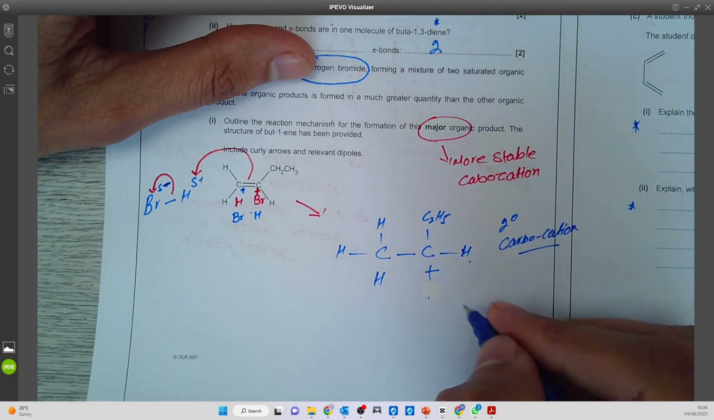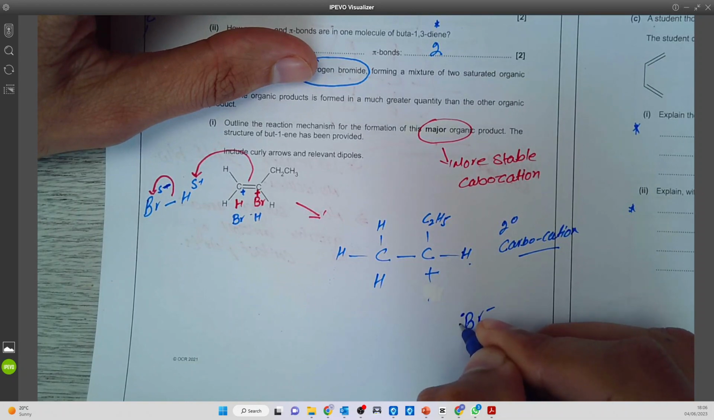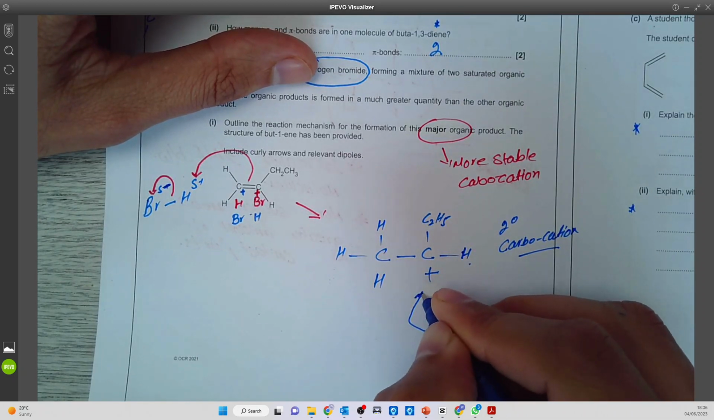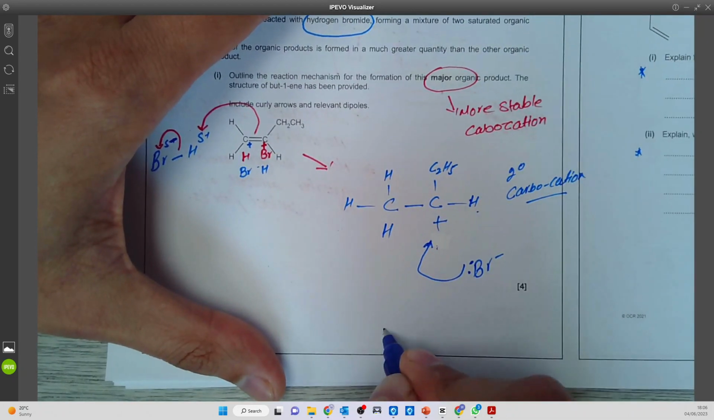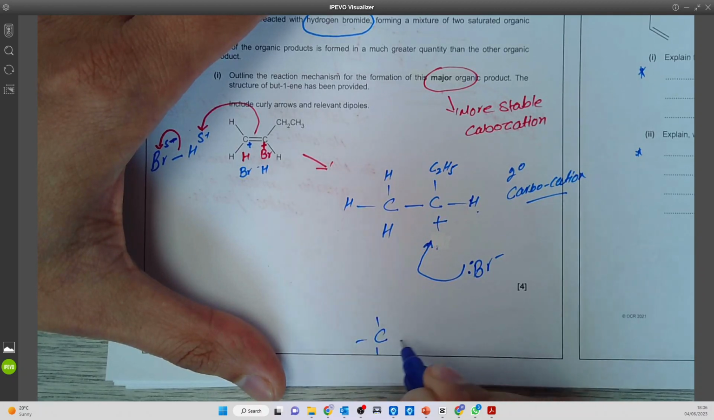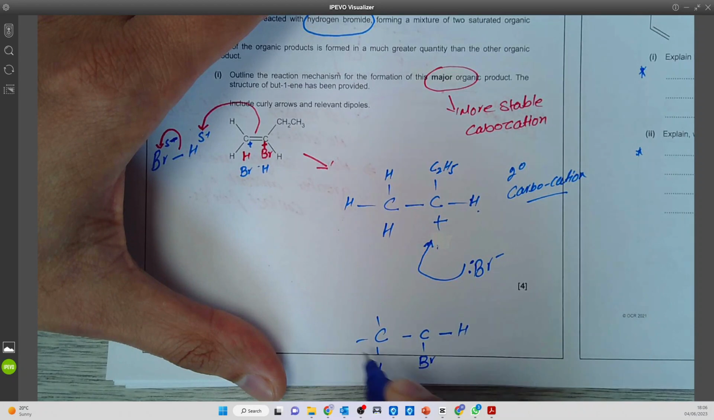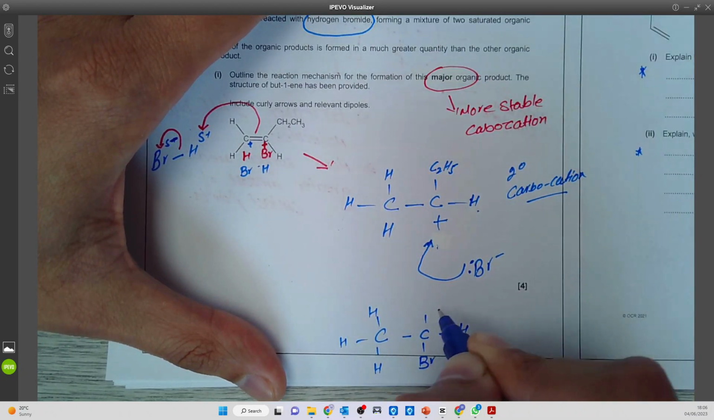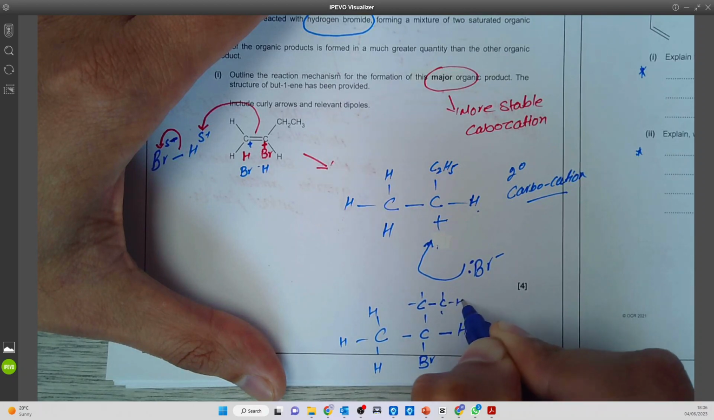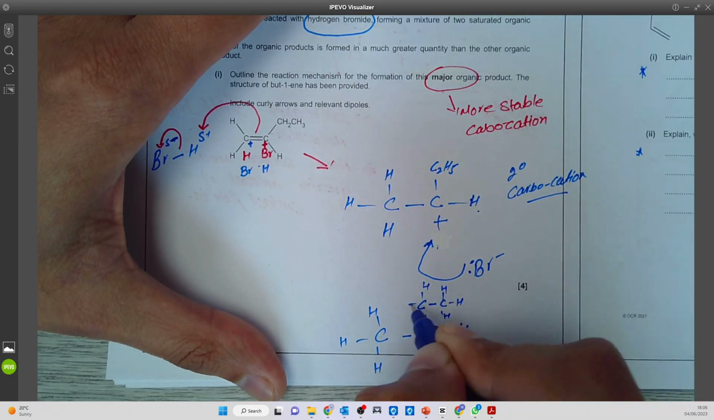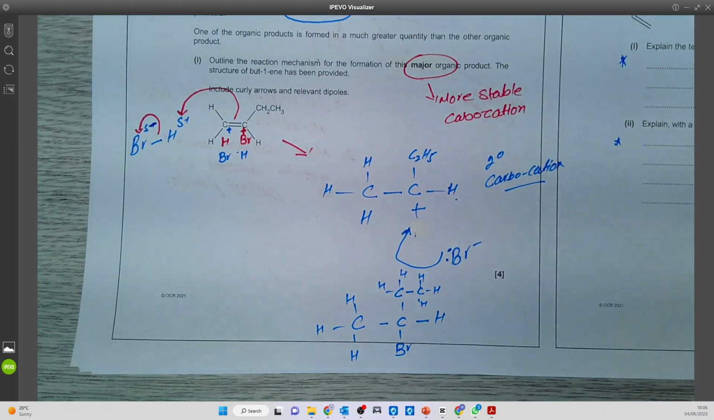Then what will happen? Br minus. These electrons will travel to this side, and as a result of this, you'll then have C3 dash C dash H dash BrH. Here you'll have C dash C. Okay.